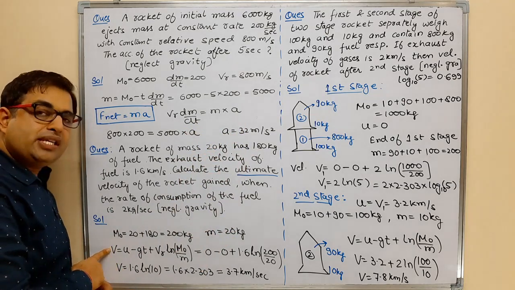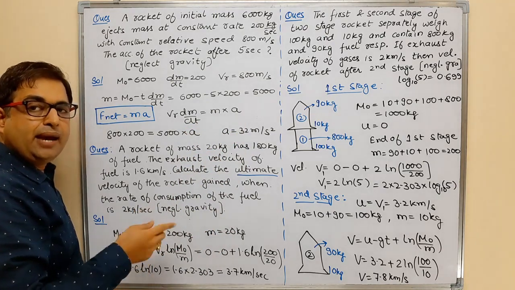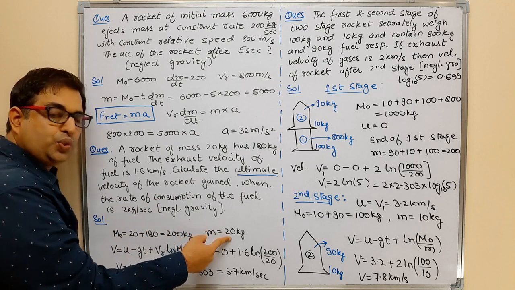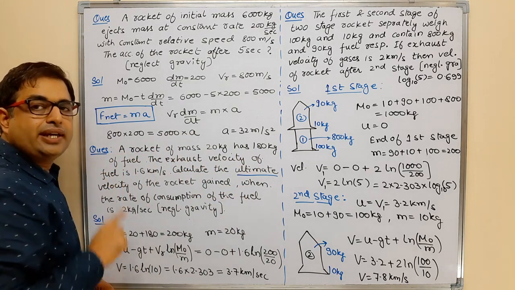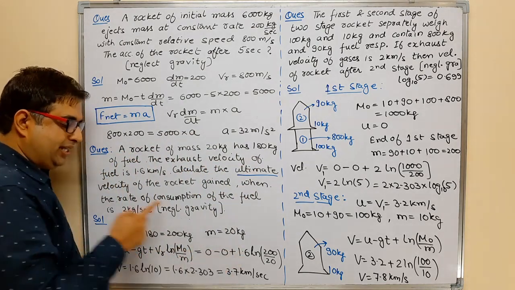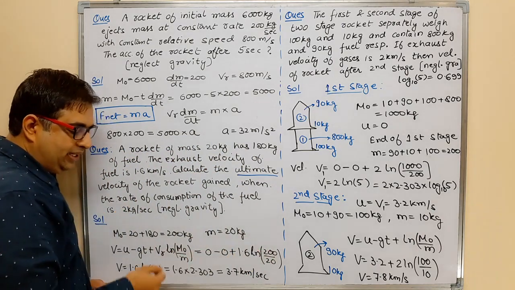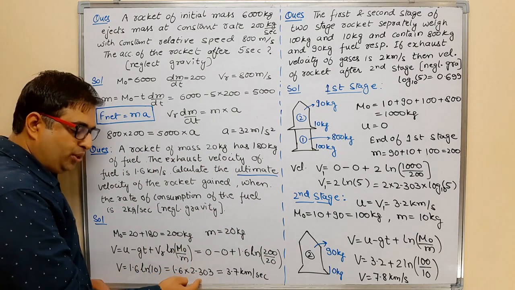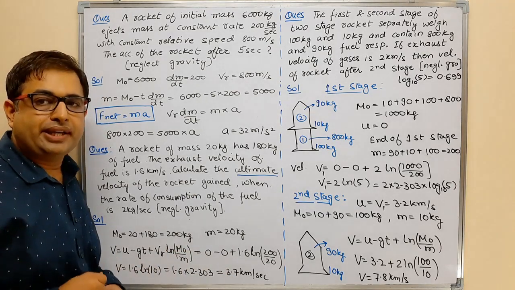Use the formula v equals u minus gt plus Vr ln m naught by m. So m naught is 200, m is 20. Initial velocity is not mentioned in the problem, consider it as 0. Gravity 0. So the answer is Vr, that is 1.6, times ln 200 divided by 20, that is ln 10. And the value of ln 10 is 2.303. So the final answer is 3.7 kilometer per second.